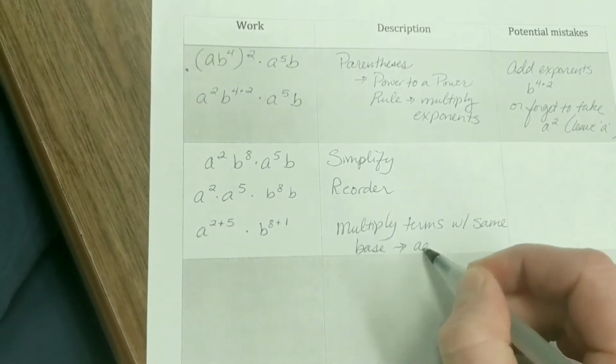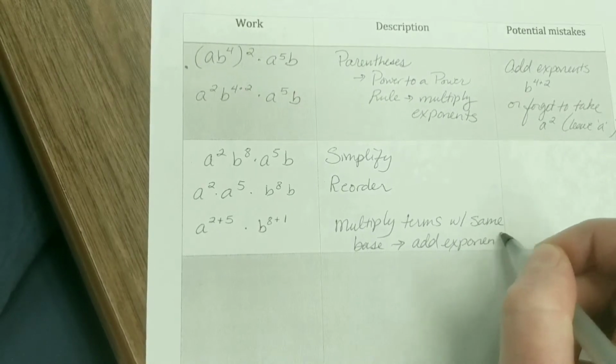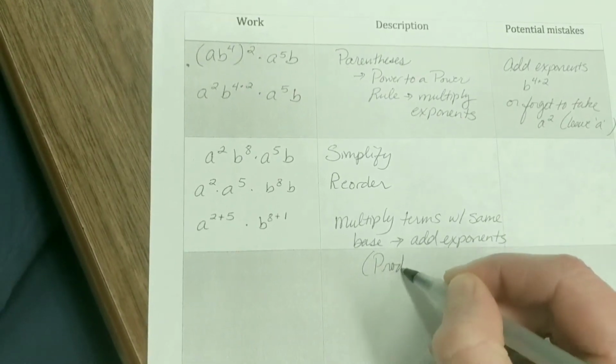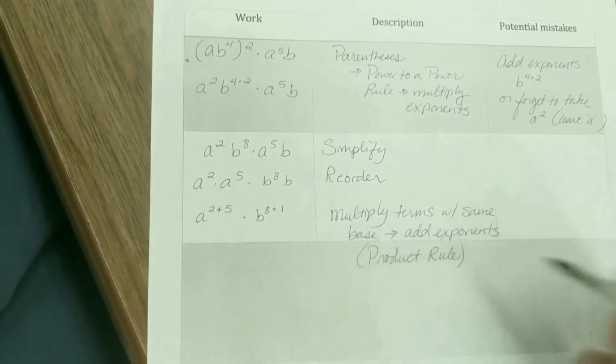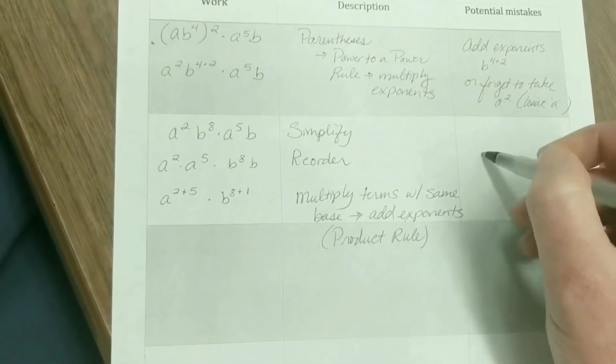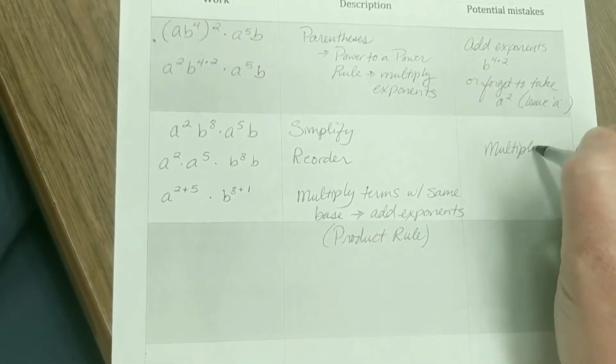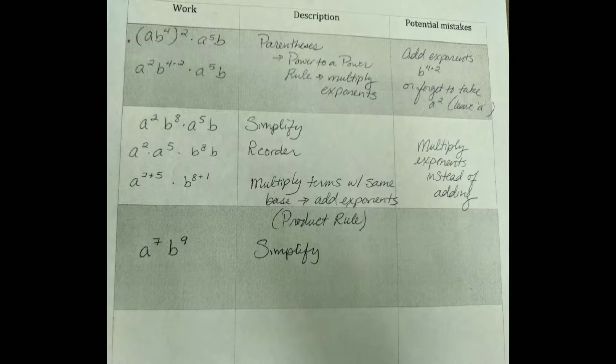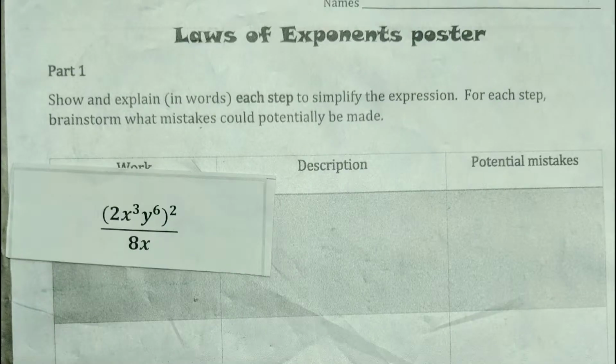And then I'm going to use my second rule, the product rule, which is where when I see terms multiplied with the same base, I know I can add the exponents. And maybe for that one, a mistake might be to multiply the exponents instead of adding if I got confused. All right, let's move on to a harder example.